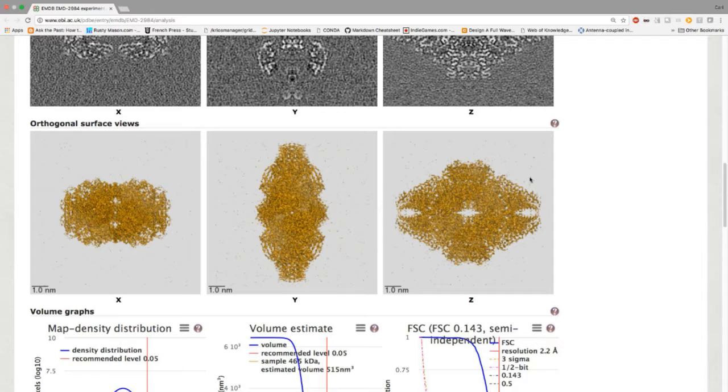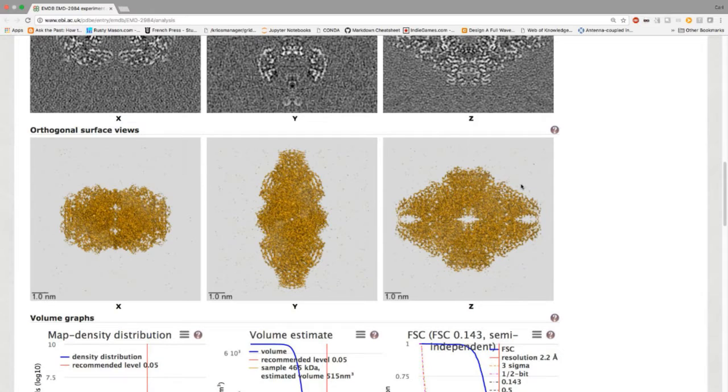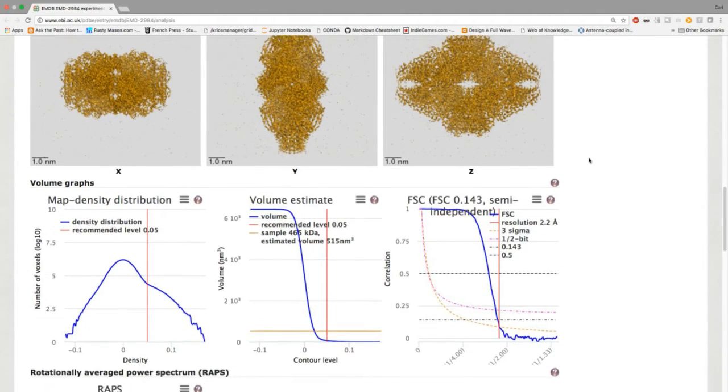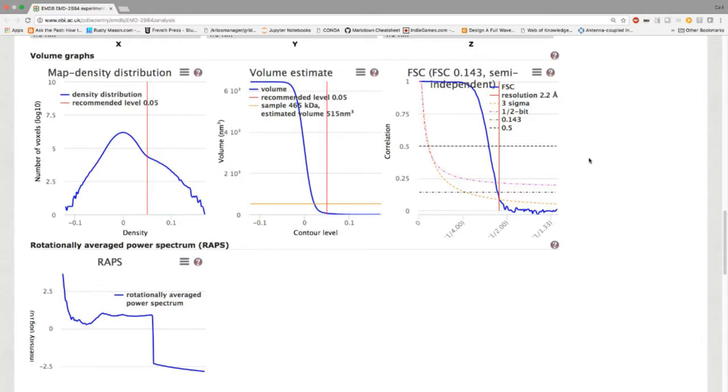There isn't one specific level. We don't really have guidance on the contour level other than, I guess, the one that you would use to view your map the most. What gives you the most information. And then in addition, there are these graphs that are produced. So you have the map density distribution.